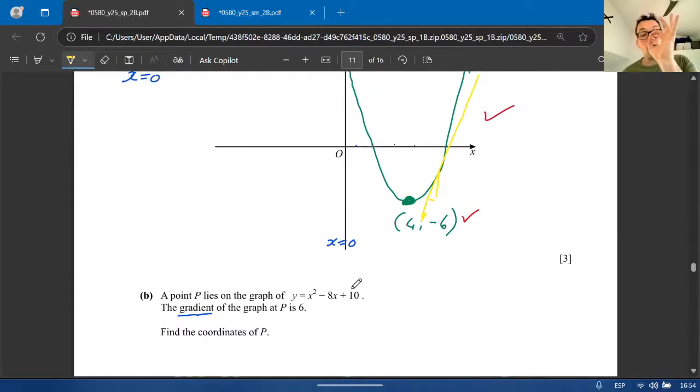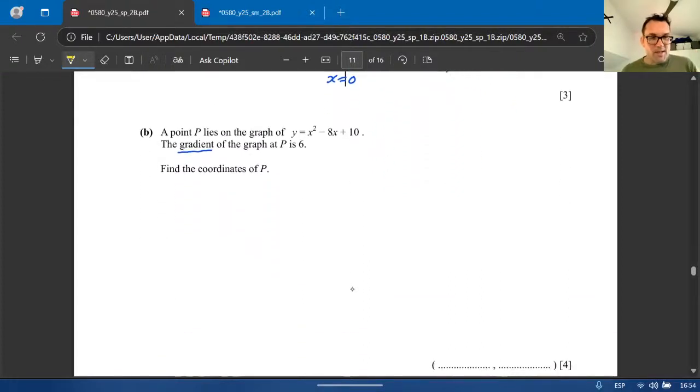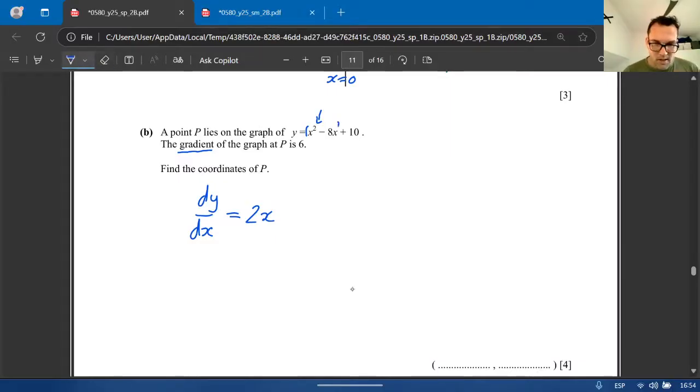Well, the gradient at that point is 6, so if we draw a tangent at that point, it will be a line. Okay, how do we find the gradient at the point? By differentiating, right? So it will be dy over dx. Differentiation: you need to multiply the index with the coefficient in front. There's nothing there, so we say there's a 1. 2 times 1 is 2x, and then subtract 1 from the index. 2 minus 1 is 1. You don't have to put the 1 because it just stays the same. Then 1 times minus 8 is minus 8.